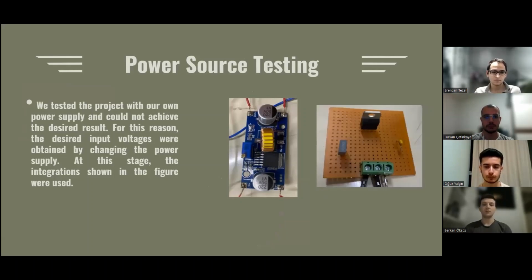As an important point, we continued by testing the system power supply. We obtained the desired input voltages with the buck converter and the voltage regulator in the figure. We tested the system again at this stage and we were able to jam the signal at different distances. In the next step, we built the structure as can be seen in the figures. Next slide.